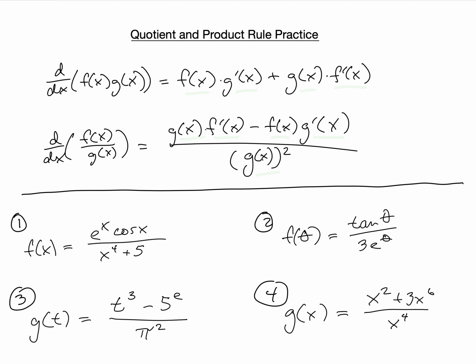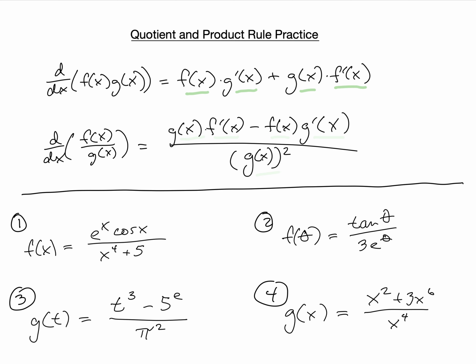In this video, we're going to do some derivatives that include practice of the quotient and product rule. So the product rule says that if we're talking about the derivative of f of x times g of x, where they are each differentiable functions, then the derivative is the first times the derivative of the second plus the second function times the derivative of the first.